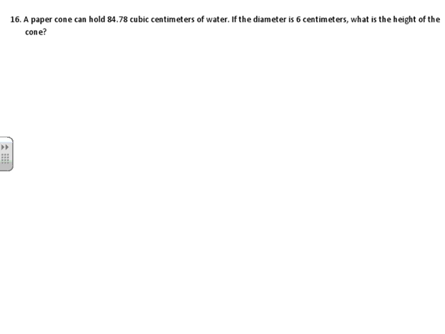All right, these are the last two problems off of your review sheet. So 16, a paper cone can hold 84.78 cubic centimeters of water if the diameter is 6 centimeters. What is the height? So again, start with your formula. So area of the base times the height of the prism divided by 3, or the height of the cone. So area of the base is pi r squared times height, all divided by 3.